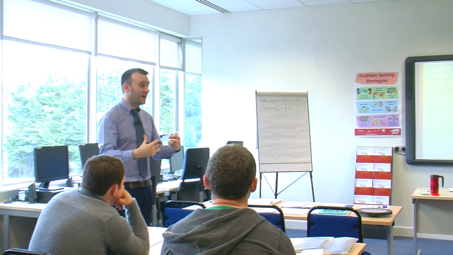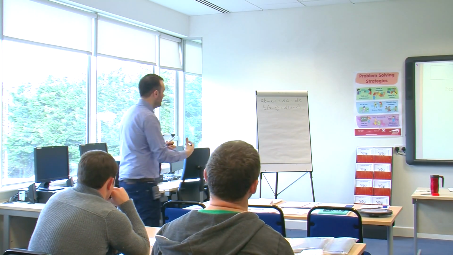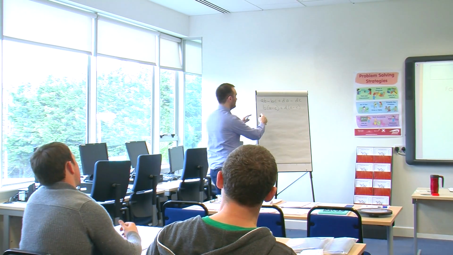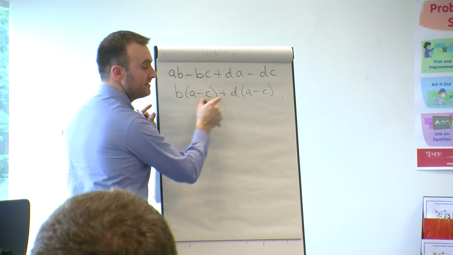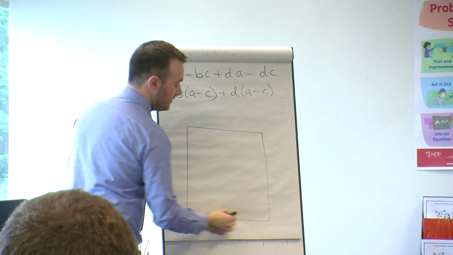Because, according to them, I have factorised. You just asked me to factorise. I factorised the highest common factor. Whereas what do we want them to get to? B plus D is multiplied by A minus C. That doesn't exist if you use an array.